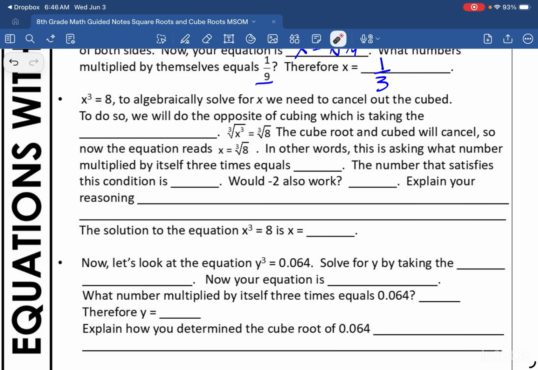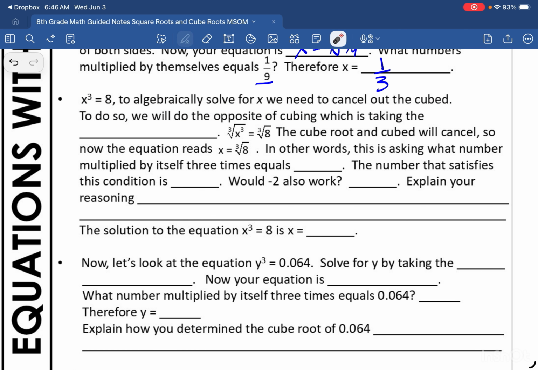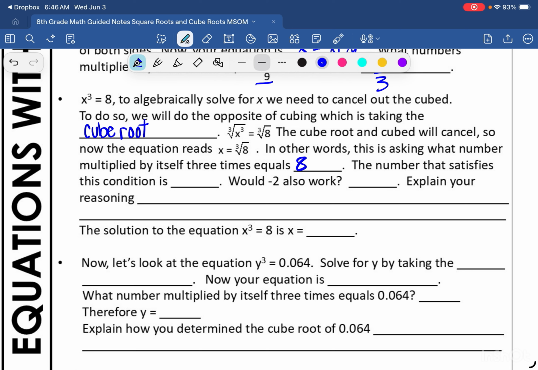X cubed equals 8, so that's my equation. To algebraically solve for x, we need to cancel out the cubed. To do so, we will do the opposite of cubing, which is taking the cube root. And that will look like this. The cube root and cubed will cancel, so now the equation reads x equals the cube root of 8. In other words, this is asking what number multiplied by itself 3 times equals 8. The number that satisfies this condition is 2.